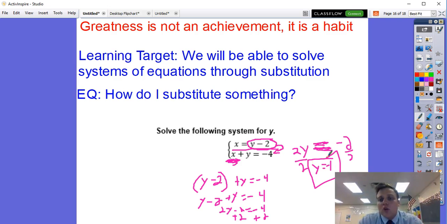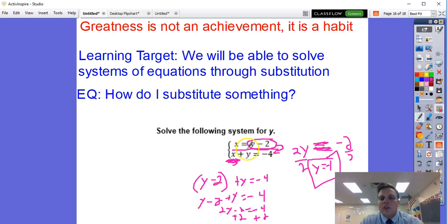Okay, since you know that y is equal to negative 1, you could go back to both your equations, plug in negative 1 for y, and you could see what you get for x. What you get for x should be the same thing in both equations. Okay, so let's do that.